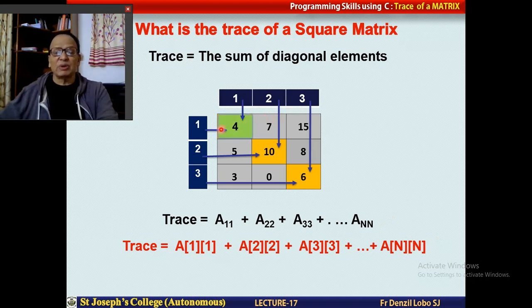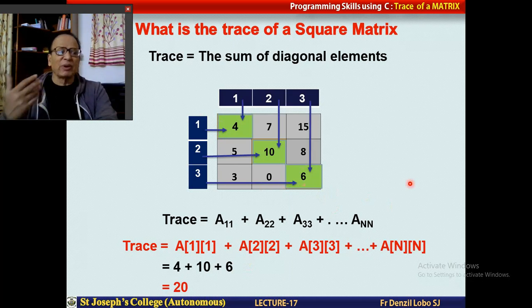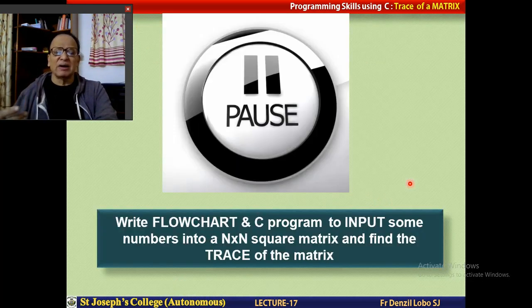That is, we start with 4, add it to the previous sum. We take the next element 10, A22, and add it to the previous sum. We take the third element A33 and add it to the previous sum and go on like this till we come to the end. If it is an n cross n matrix, then we have to do it n times. So the question is, how are we going to do that? What is the algorithm to do that? Let us pause for a moment and maybe write a flow chart to do this.